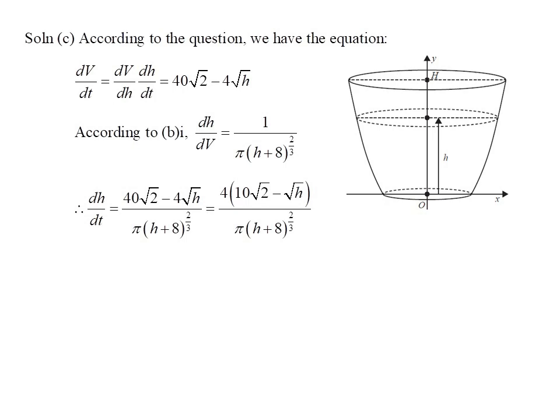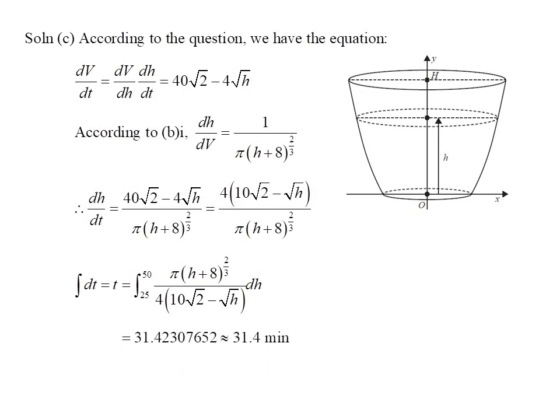Because the variables of the differential equation are separable, the time t equals the integral from 25 to 50 of π times (h + 8)^(2/3) over 4 times (10√2 − √h) with respect to h, which is approximately equal to 31.4 minutes.